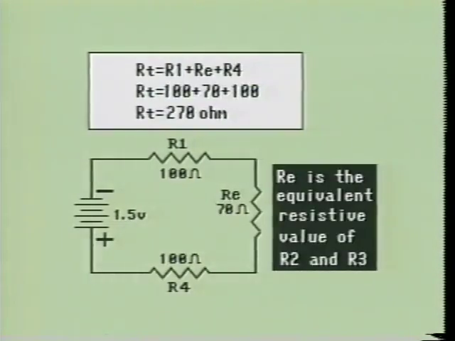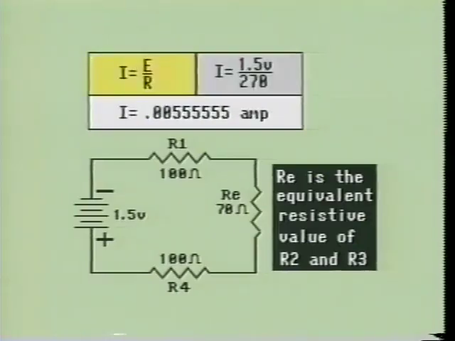With that equivalent resistance in mind, we must use the formula RT equals R1 plus RE plus R4. RE is a short form to show the equivalent resistance of the R2-R3 combination. Our formula now becomes total resistance equals 100 plus 70 plus 100, the sum of which is 270 ohms. In other words, the power source will see a load of 270 ohms.